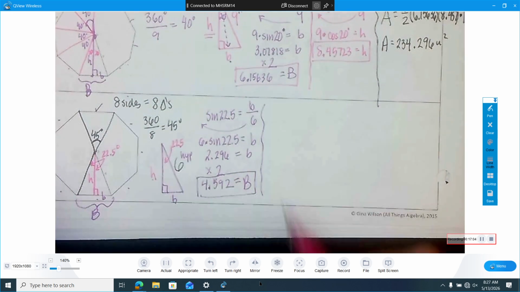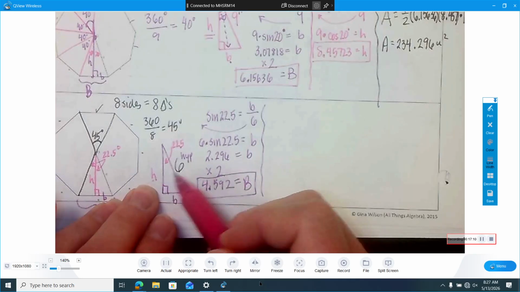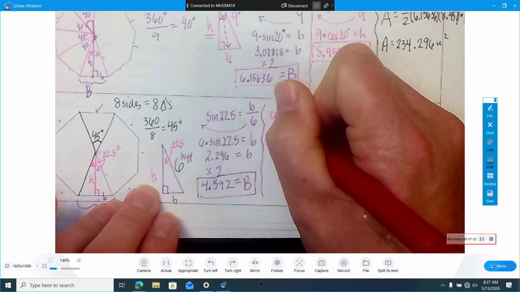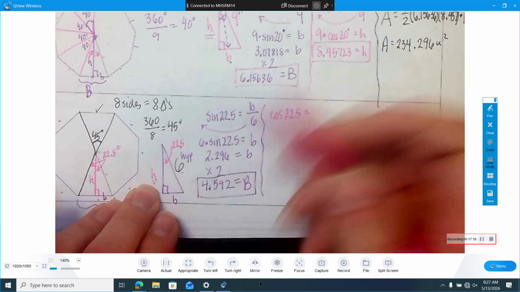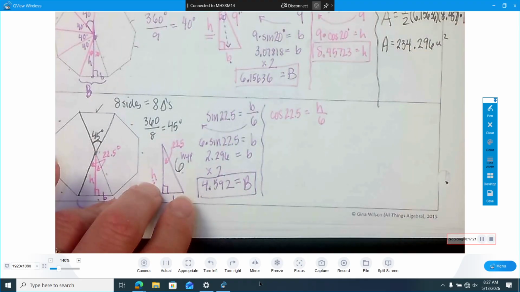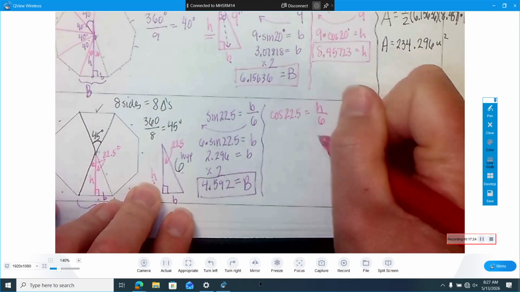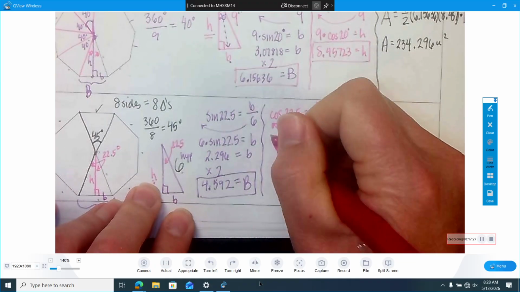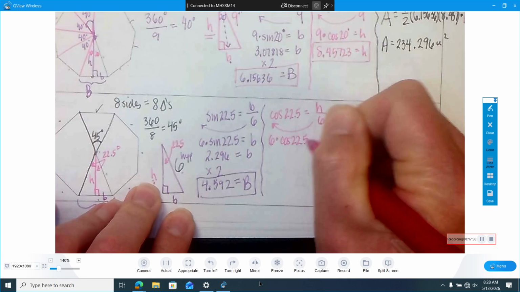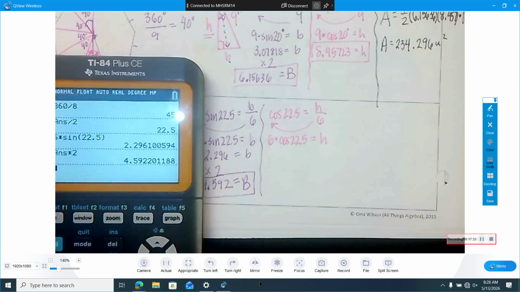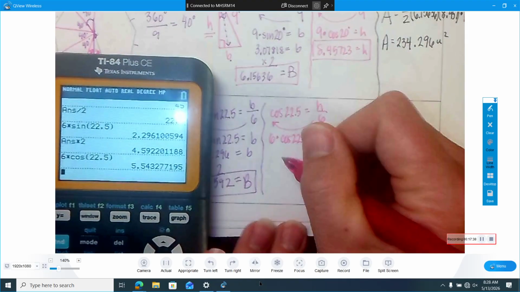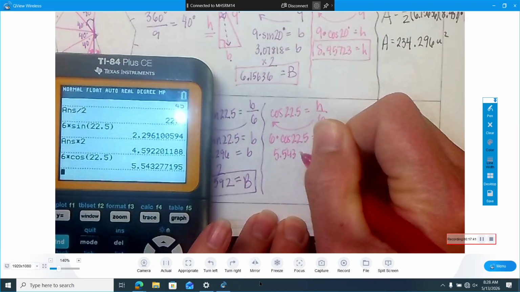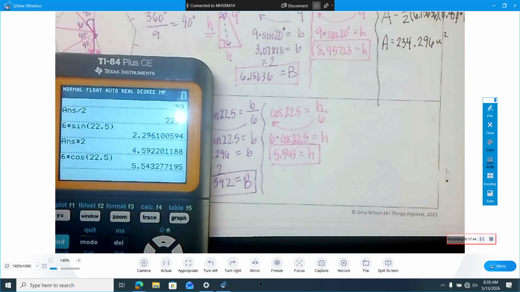How do I figure out the height? Cosine, adjacent and hypotenuse is what I have now. So cosine of my 22.5 degree angle is adjacent over hypotenuse, h over 6. All right, how do I get the h by itself? Times by 6. So 6 times the cosine of 22.5, and I'm getting 5.543, yada, yada, yada. So there is my height of my triangle.